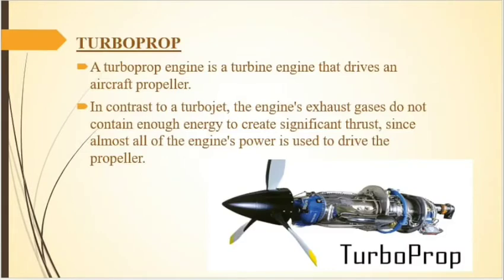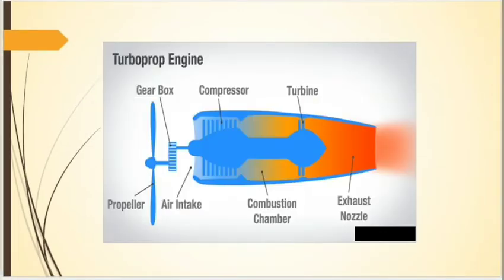Next comes the turboprop. The turboprop engine is a turbine engine that drives an aircraft propeller. It was developed to provide the power requirements for aircraft of greater size, carrying capacity, range, and speed. The turboprop converts most of its gas energy into mechanical power to drive the compressor, accessories, and a propeller. This is the turboprop engine.